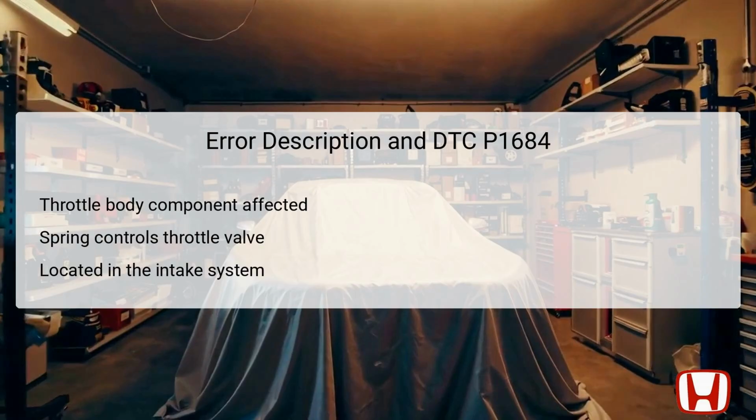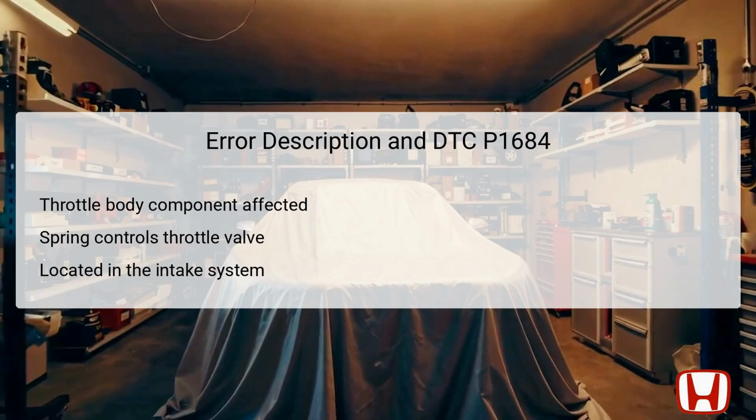DTC P1684 pertains to the throttle body return spring's performance issue, specifically affecting the throttle valve's return ability. The throttle body is a part of the air intake system that manages airflow to the engine, critical for its performance. The throttle valve is operated by a spring mechanism that ensures it returns to its closed position when not being actuated. If this spring fails, it can prevent the throttle valve from returning, resulting in potential over-revving, stalling, or poor throttle response.